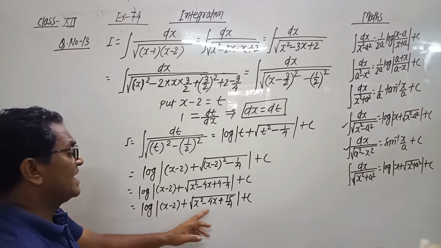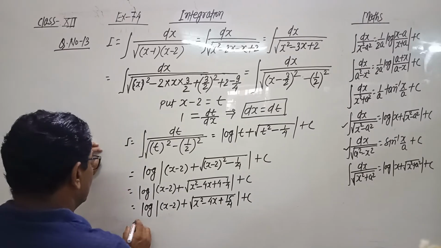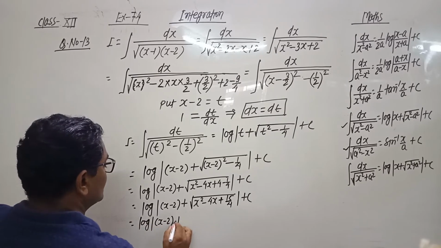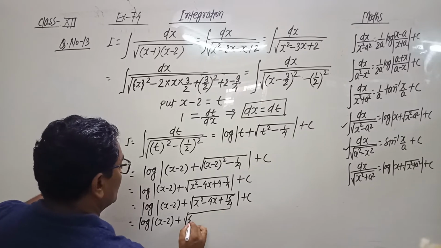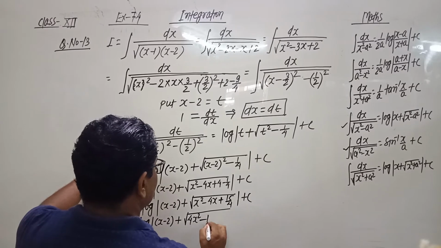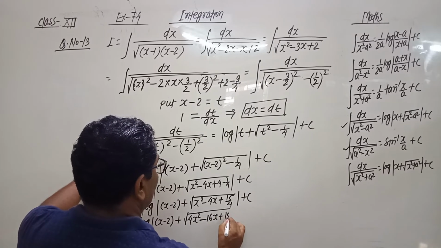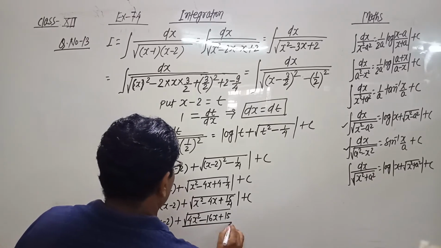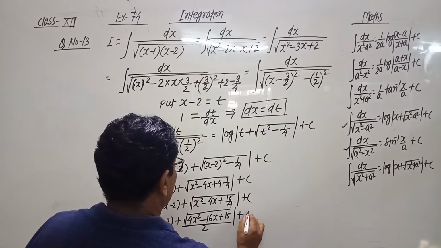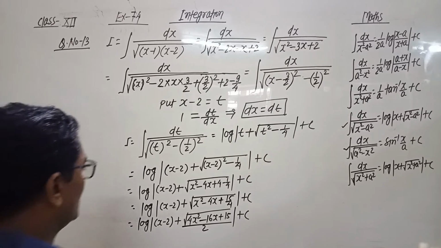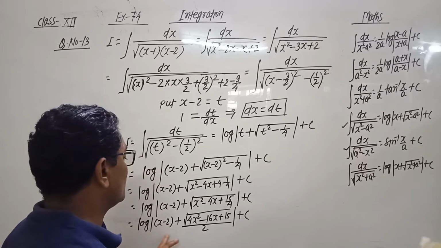Then take LCM. So we get log x minus 3 by 2 plus under root of 4x square minus 12x plus 8, and 4 will come out of the square root. So it becomes 2 plus c. The square root of 4 is 2. We have taken 4 outside the square root, it becomes 2. Now take the LCM of the entire terms.